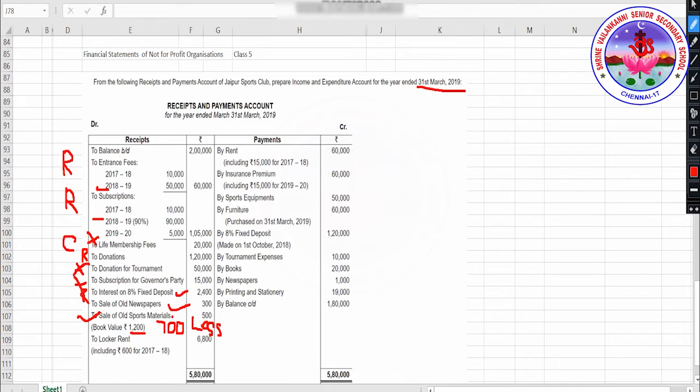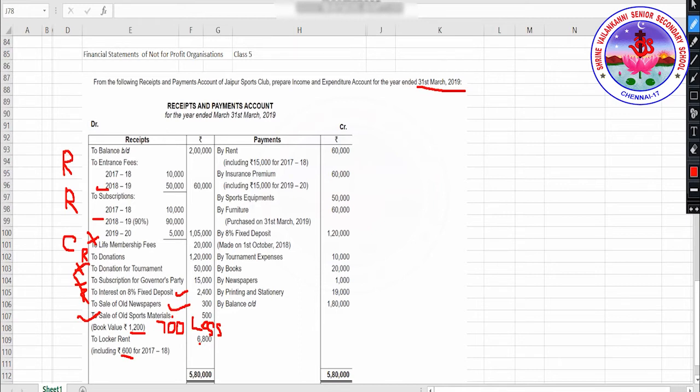Then locker rent that we received, 6,800. It includes 600 for the time period 17-18. We are in the time period 18-19. So we have to deduct this from this and write the amount.